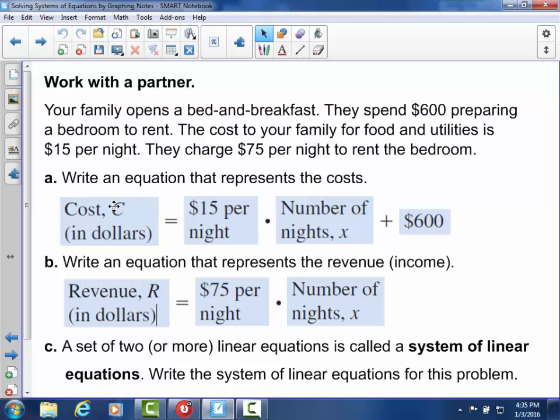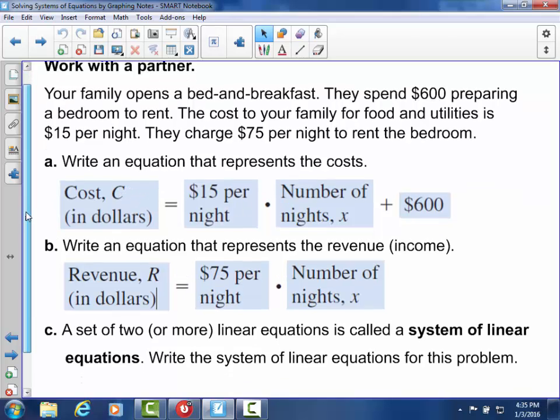So the person who wrote this decided the cost would be represented by the letter C in dollars, and the charge was $15 per night times the number of nights, which we're representing with X, and then an additional $600 because they had to spend $600 preparing a bedroom. Then revenue is your income, so revenue is also in dollars. $75 per night, because that's what they're charging per night to rent the bedroom, times the number of nights. So that's a straight up revenue. This is the money that's coming in, and then C was the money that's going out.